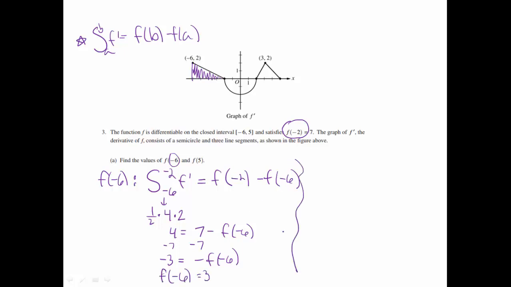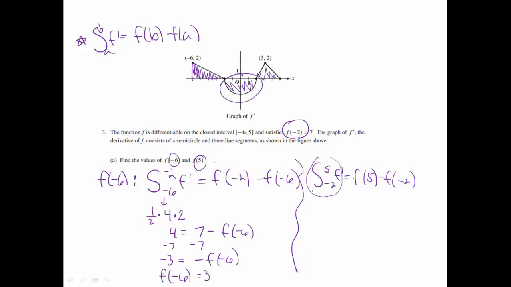I'm going to do that same thing for f of 5. This time my x values will be -2 and 5. So I'm going to have the integral from -2 to 5 of f prime equals f of 5 minus f of -2. To find the integral of f prime, we'll find the area under the curve from -2 all the way to 5. So we're going to find these two areas.